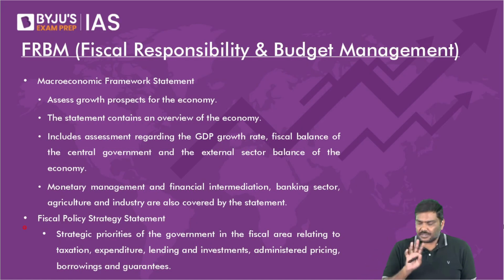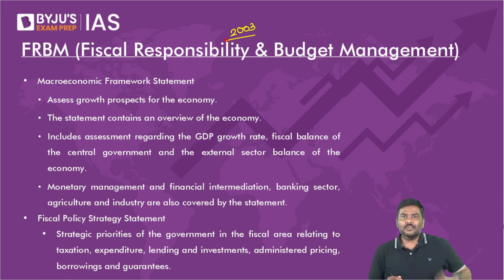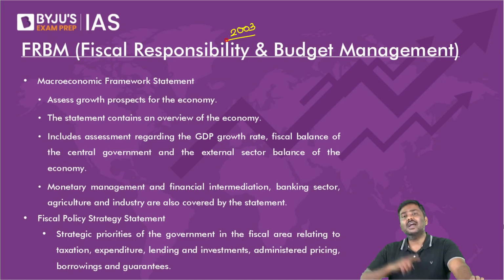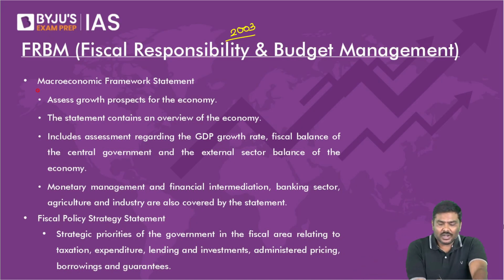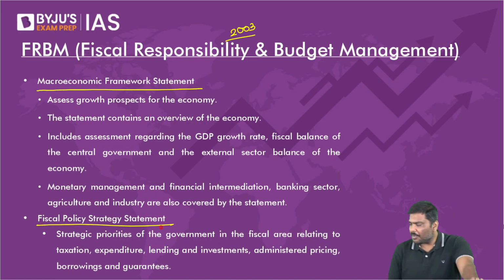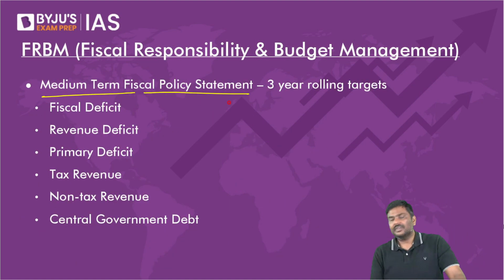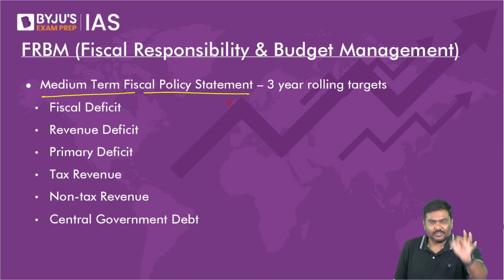Now, apart from this, under the Act of 2003, Government of India will have to publish 3 very important documents. Learn all 3 by heart. One is called a macroeconomic framework statement. Second one is a fiscal policy strategy statement. And the third one is a medium-term fiscal policy statement. Three documents Government of India will have to publish.